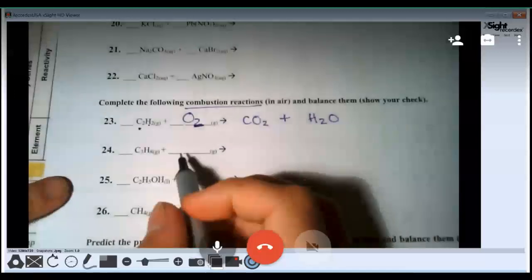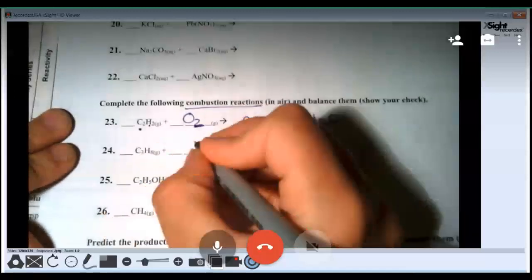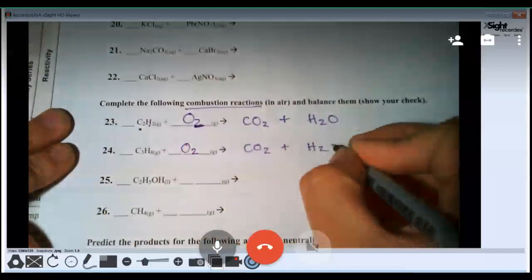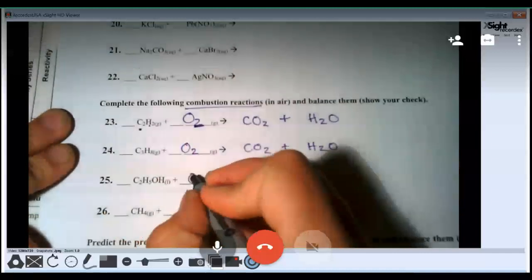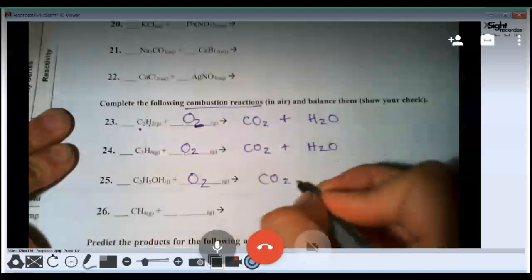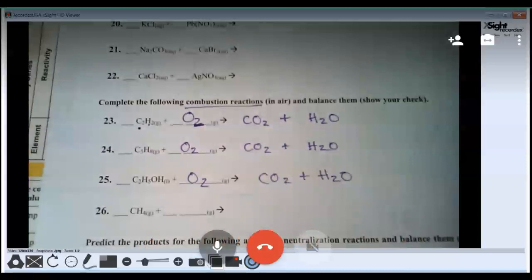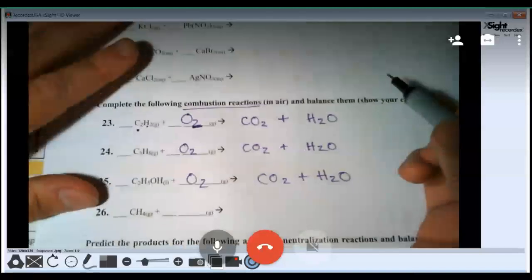So like we can fill all these in. So C3H8 plus O2 gives us CO2 and H2O. C2H5OH plus O2 will give us CO2 plus H2O. So they're super easy to predict the products. The tricky part about combustion is balancing, because they're usually the toughest ones to balance. So let's do a couple together.